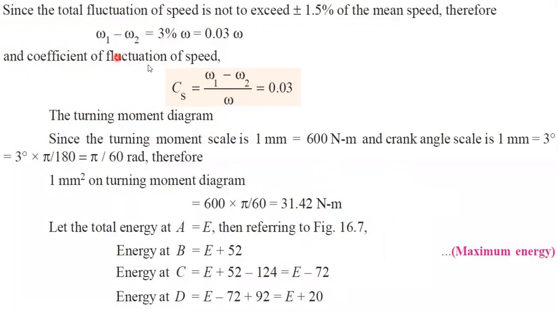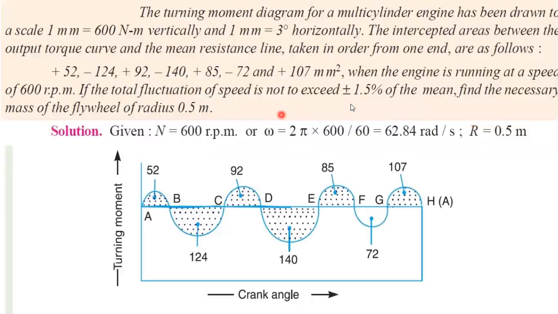So the coefficient of fluctuation of speed, we know Cs, is nothing but omega 1 minus omega 2 by omega. So we will be getting Cs, the coefficient of fluctuation value, as 0.03. Find the necessary mass of the flywheel if the radius is 0.5 meters. So the radius they have given. This diagram is easy to plot; we know how to plot it.